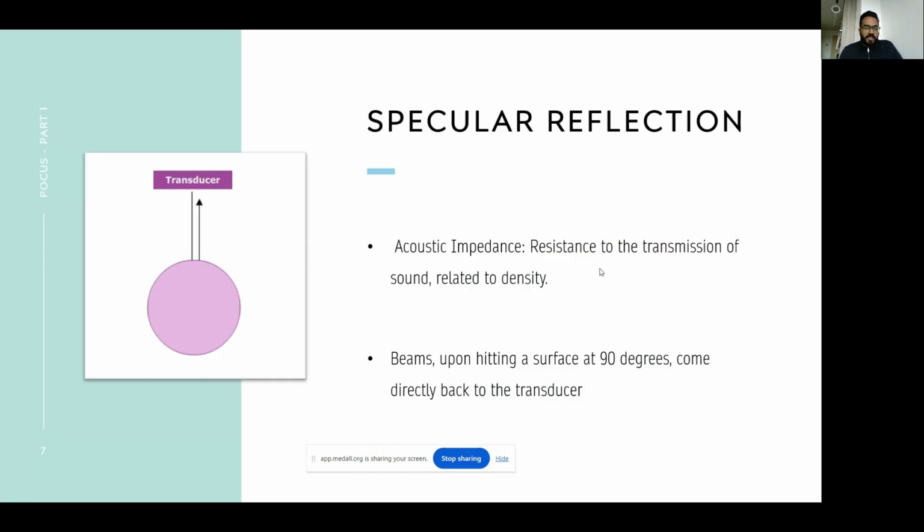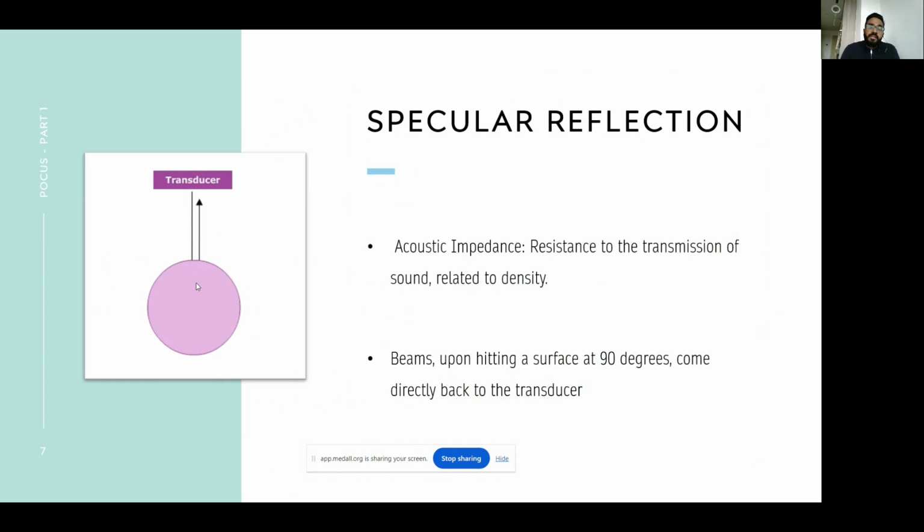So first thing, I told you that we have the transducer that is sending the signals down, and when there is a structure it collides with, it is reflected back and the transducer picks it up again. Now, whenever the sound is hitting a reflective surface at 90 degrees, there is maximum reflection back and received by the transducer. So this helps us to get the best image. And this sort of reflection is called specular reflection.